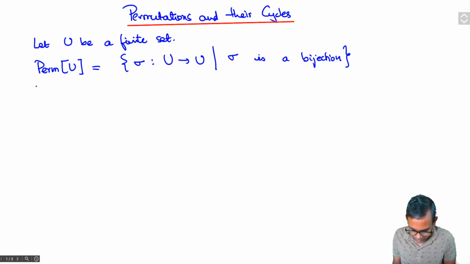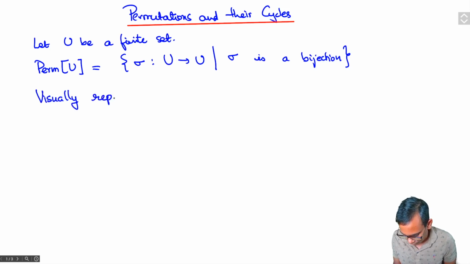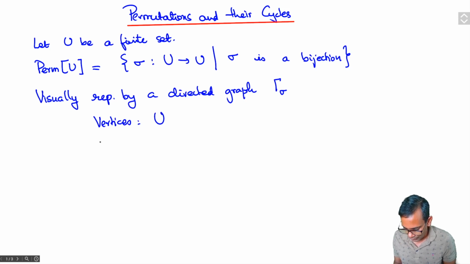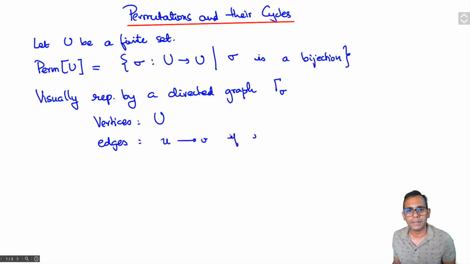A permutation is visually represented by a directed graph. Corresponding to the permutation sigma, I will associate a directed graph called gamma subscript sigma. What are the vertices of this graph? Just the elements of U. And what are the edges? These are directed edges. You have a directed edge from U to V if sigma of U is equal to V.